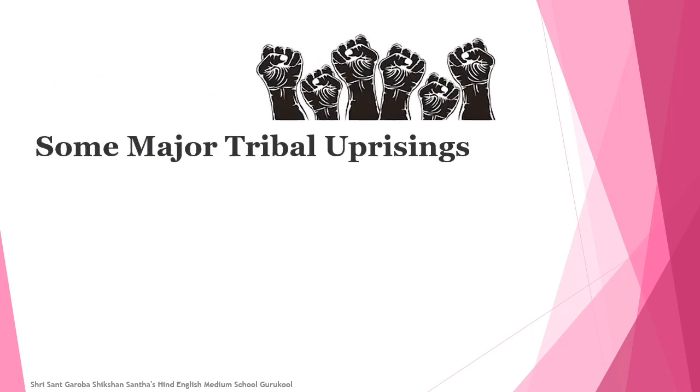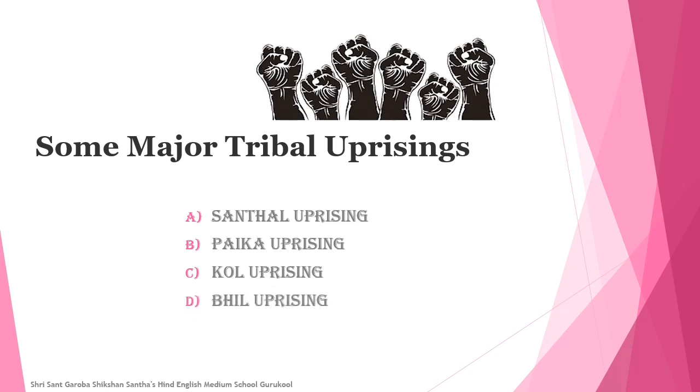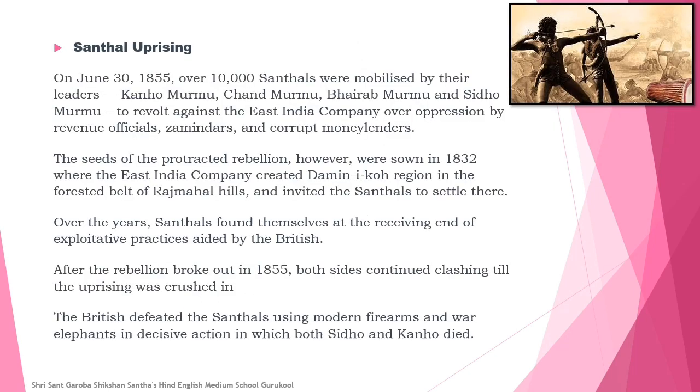Some major tribal uprisings: Santhal Uprising, Paika Uprising, Kol Uprising and Bhil Uprising. Santhal Uprising. On June 30, 1855, over 10,000 Santhals were mobilized by their leaders Kanho Murmu, Chand Murmu, Bhairab Murmu and Siddho Murmu to revolt against the East India Company over oppression by revenue officials, zamindars and corrupt moneylenders.